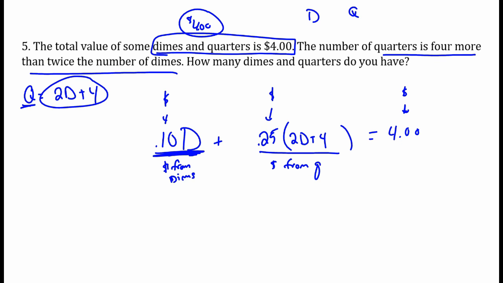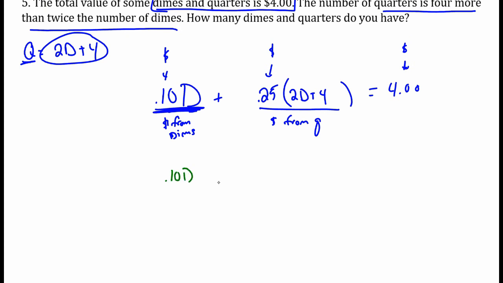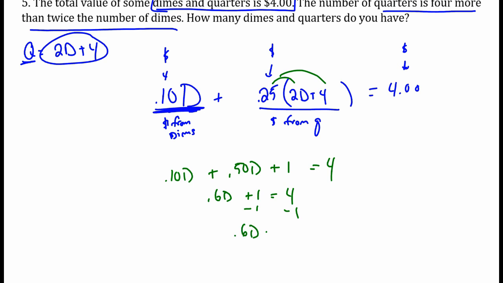If you didn't have that money there, you couldn't be working with money. So let's solve this equation here. 0.10d plus, distributive property, 0.5d plus 1 equals $4. So 0.6d plus 1 equals $4. Subtract 1 from both sides. 6/10 d equals 3. Divide by 6/10. And d equals 5. So I have 5 dimes.